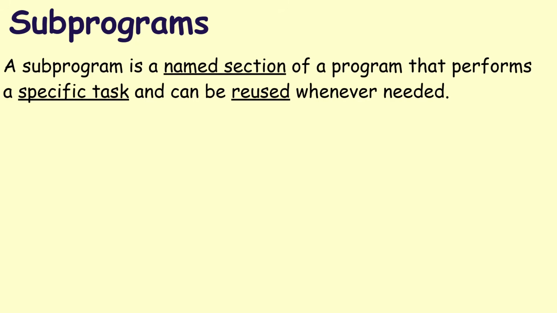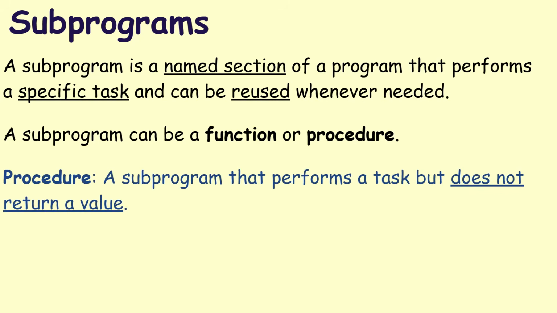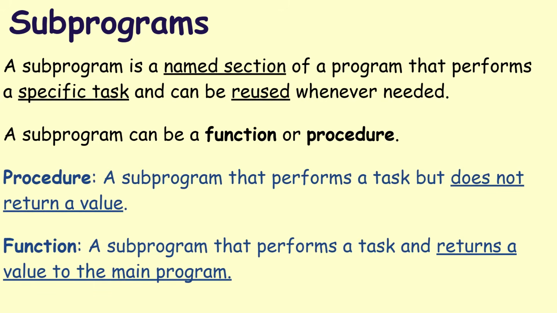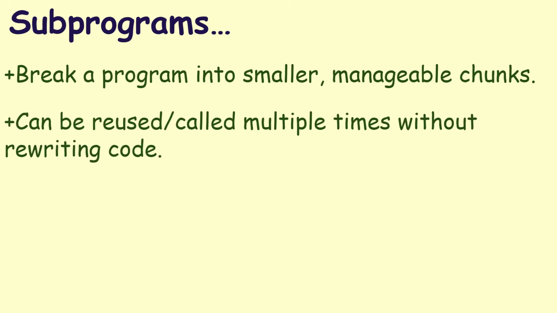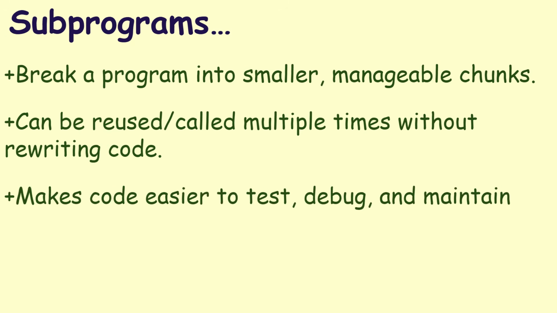Subprograms, as we've just mentioned, are the named section of a program that performs a specific task, and it can be reused whenever it's needed. It can be a function or procedure, and we've already mentioned what they are, so I won't go through that now. The reason that subprograms help is that they break a program into smaller, manageable chunks, which means you're less likely to make mistakes, and they can be reused and called multiple times without rewriting code. So in terms of maintainability, if someone's going to update a program, they only have to update it in that one section of the subprogram, not all the places where you'd have repeated it if you hadn't used them. So it makes the code easier to test, debug, and maintain.